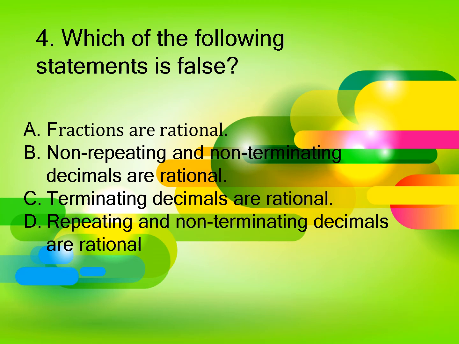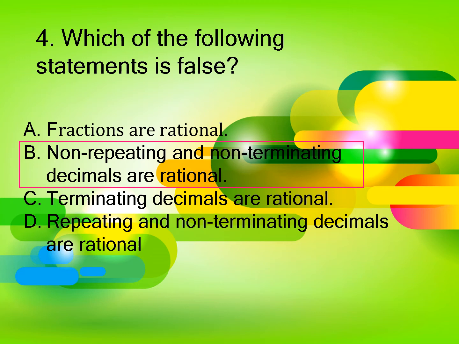Okay, and the correct answer is letter B, non-repeating and non-terminating decimals are rational. To make this one true, it should be non-repeating and non-terminating decimals are irrational.